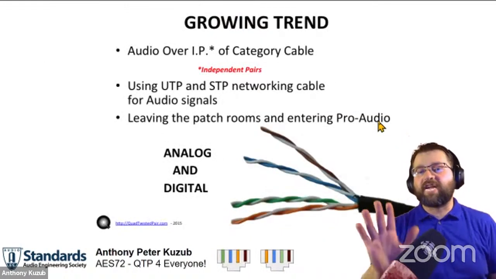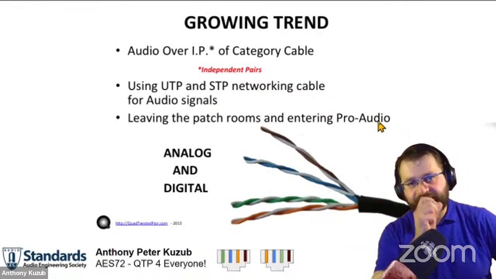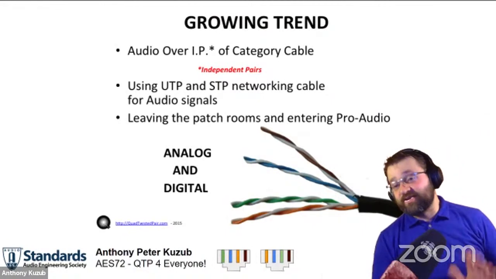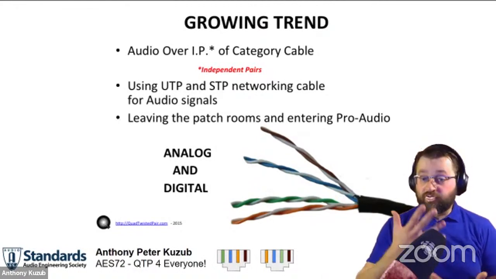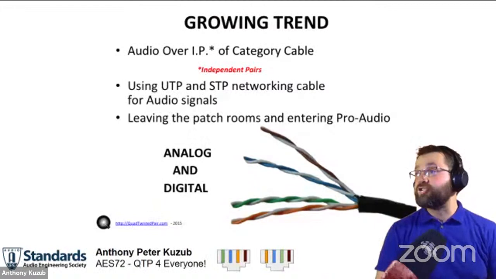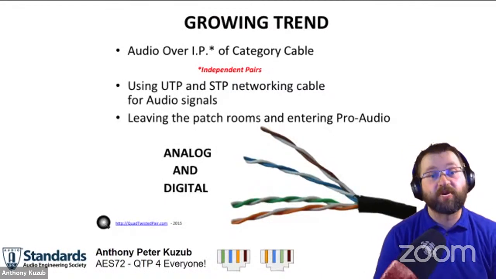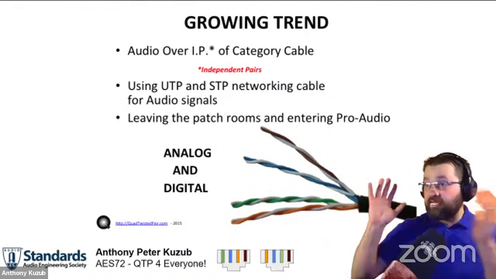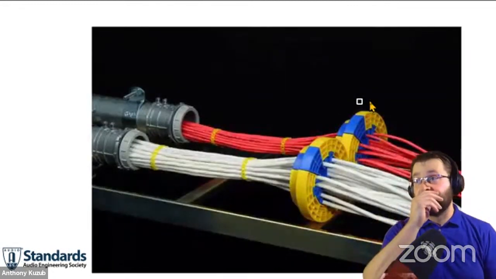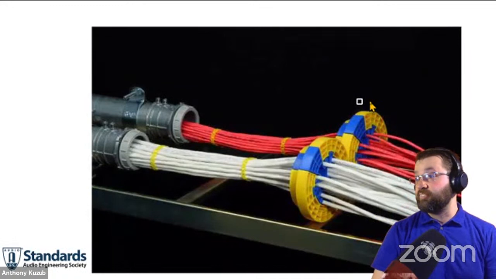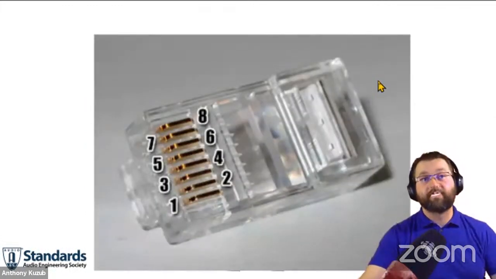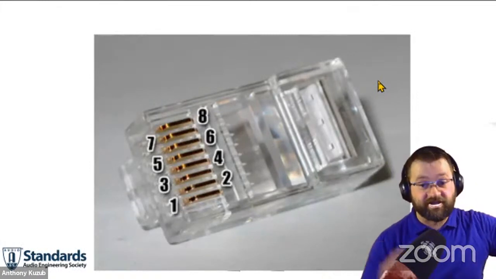So this trend, I call it audio over IP. Independent pairs, or individual pairs, as I like to call it. So it's using these 4 pairs as an audio snake, using unshielded twisted pair and shielded twisted pair networking cables, and it's leaving the patch rooms and it's leaving the fields and it's starting to enter the pro audio industry. Why? Well, like I say, it's cheap. It's just abundant. I can just pull it out of the tray. Yeah, sure, no problem. Just run one of those. And this is just everywhere. This is just absolutely everywhere.